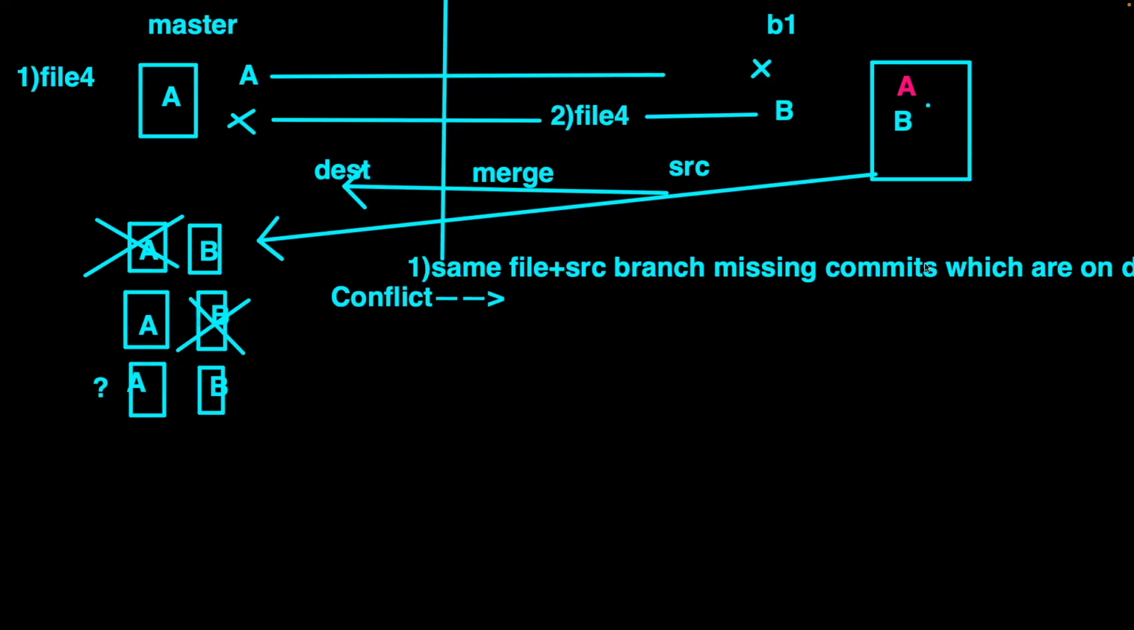Okay, Anvesh says repeat. That's perfectly fine. I can repeat. The reason is it is the same file, and also the source branch, meaning where you want to integrate the changes from, is missing commits. That's why you get a conflict. Which commit is missing? This particular file 4 has some commit called A on master. That is missing. See here, I wrote it in red. That's how you got a conflict.